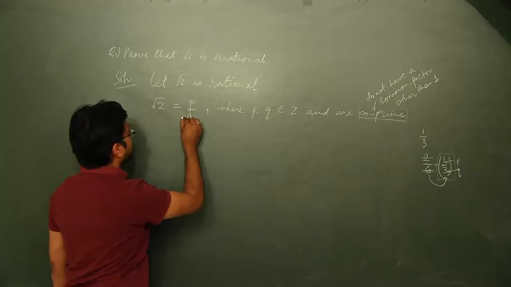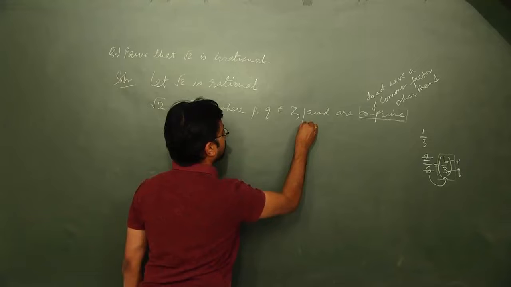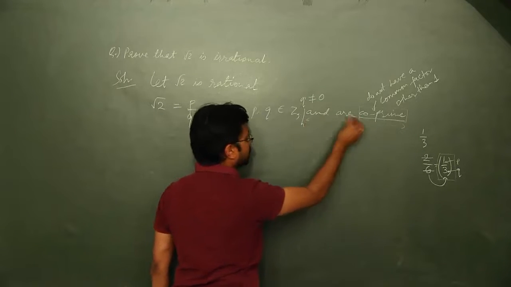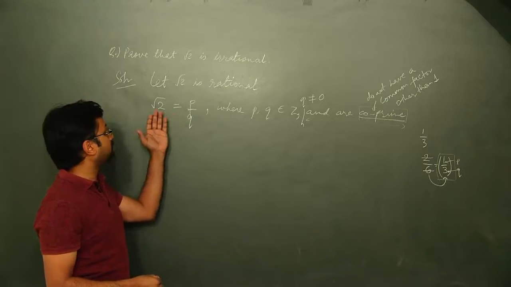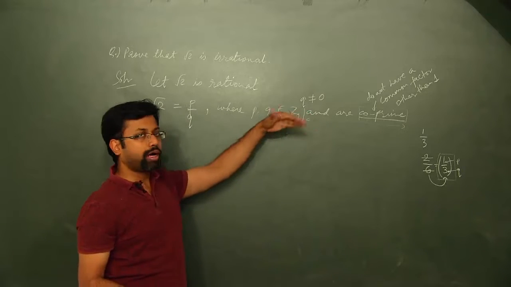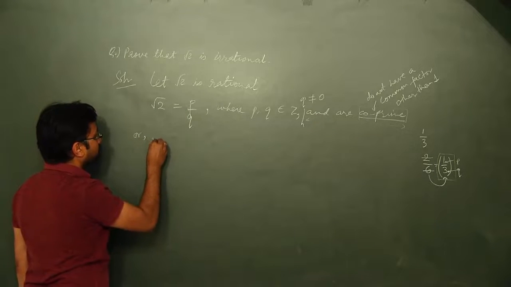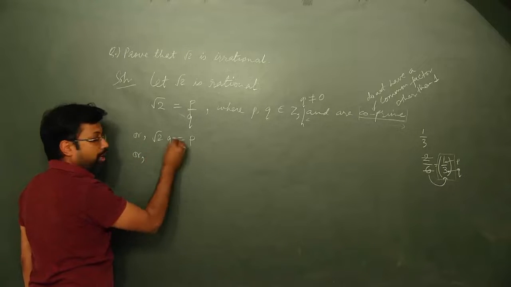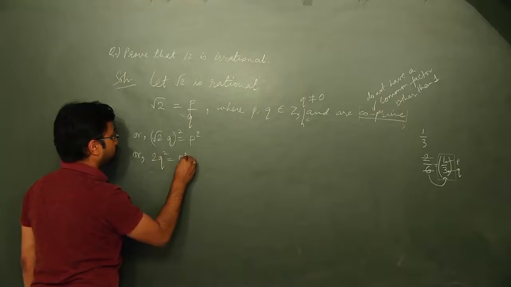So when I say that root 2 is rational, therefore root 2 is equal to p by q, where p, q belong to integers, q not equal to 0, and I add that p and q are co-prime, which means I am writing the standard form of the rational number root 2. Any rational number will have its standard form. Here it is required, and we will come to it in the next stage. So if this is true, which implies root 2 q is equal to p, I cross multiply, or we can square both sides. When we square both sides, we get 2q square is equal to p square.